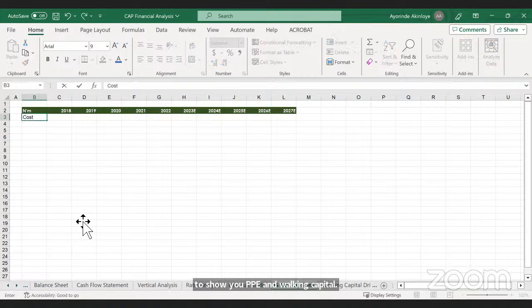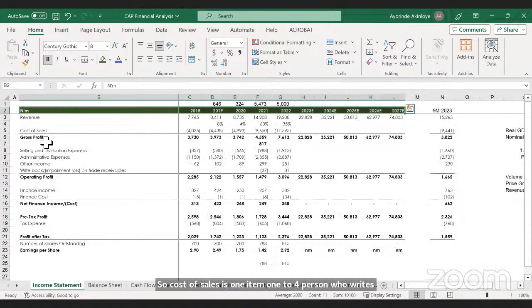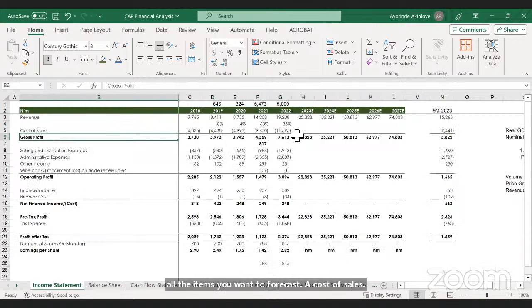So we have cost of sales. Cost of sales is one item we want to forecast. So we write all the items we want to forecast here. You're not forecasting gross profit, because gross profit is basically revenue minus cost of sales. You get the idea.